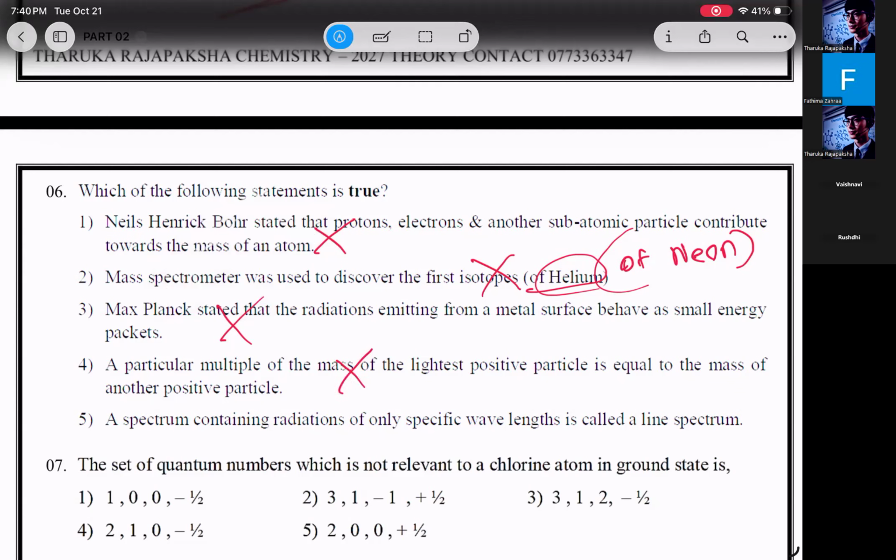Fifth statement is the correct one. Spectrum containing radiations of only specific wavelengths is called a line spectrum. I told this in the theory class of 2027 physical class in Faraday. Line spectrum means spectrum containing only specific wavelengths, only certain wavelengths. Only certain wavelengths, you call that a line spectrum.